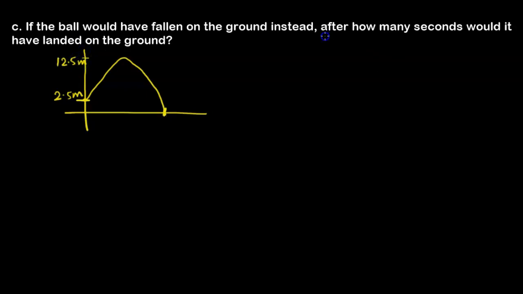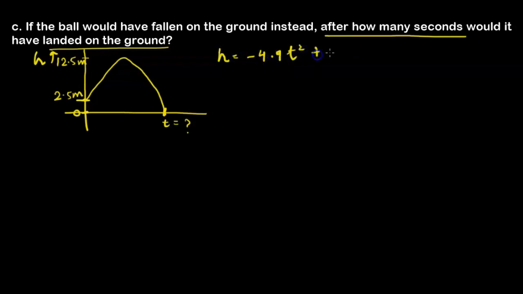They want us to find out how many seconds after it was served it would land on the ground. So again, we are looking for the time when it lands on the ground. And we notice that when the ball lands on the ground, the height of the ball is 0, because this axis represents the height. Now let's rewrite the equation that we are given. It's negative 4.9t squared plus 14t plus 2.5. Because we are supposed to find the time when the height of the ball is 0, we substitute the height as 0 and solve for the t value.